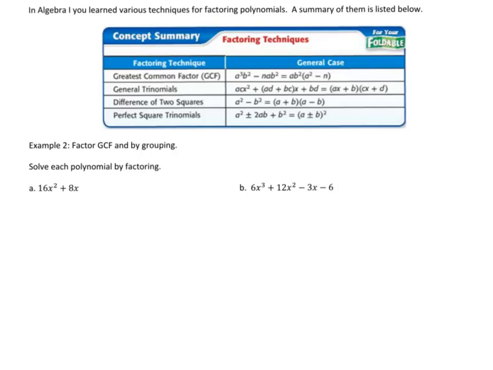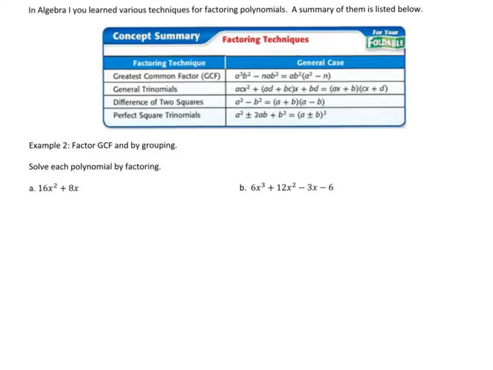In Algebra 1, you learned various techniques for factoring polynomials. And I have a summary listed for us. We can use GCF to take out a term that's in every piece of what we're factoring. We have a general trinomial. And I think a lot of you probably used big X to be able to factor that. We have difference of two squares, and then we have perfect squared trinomials. So we're going to look at each of those.